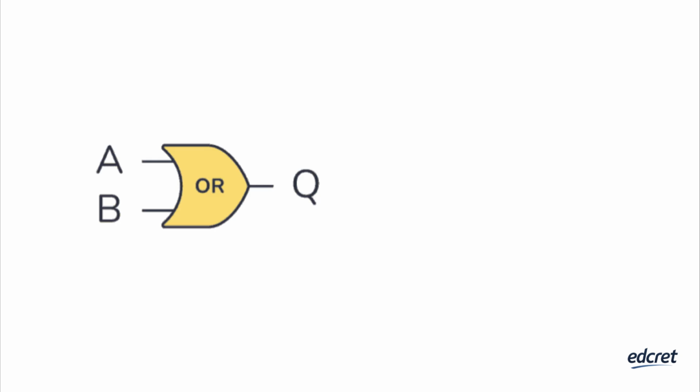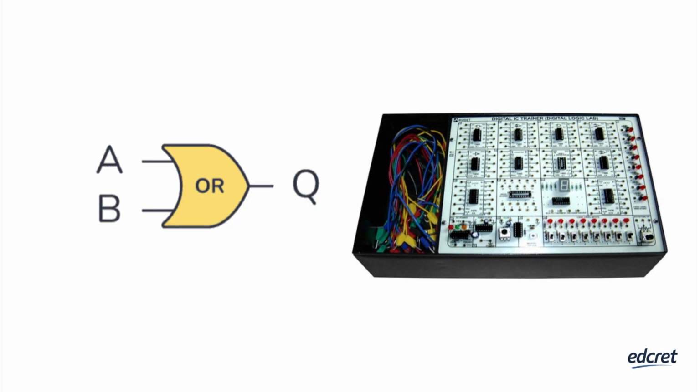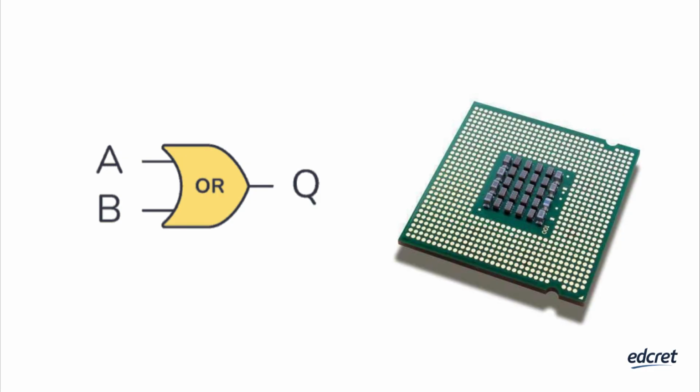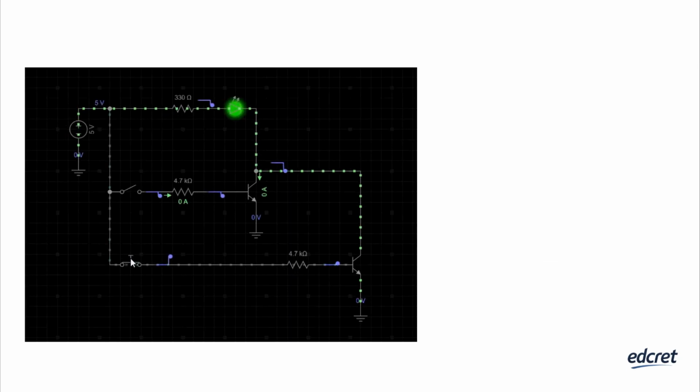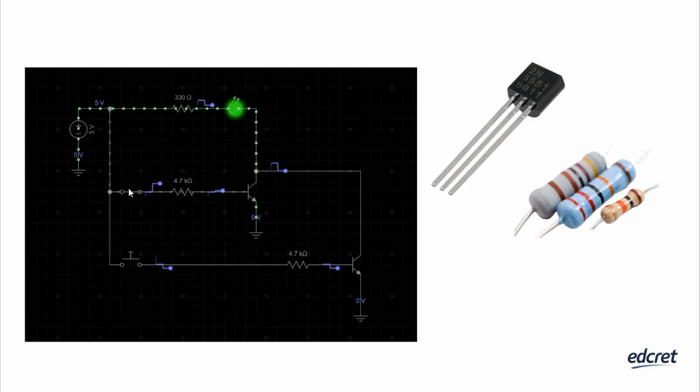Hi, in this video, we will build the OR logic gate using transistors. Logic gates are the basic building blocks of digital electronics. They are used inside microcontrollers, processors, and digital circuits. Today, we will see how the OR logic gate works using simple components like transistors, resistors, and the LED.